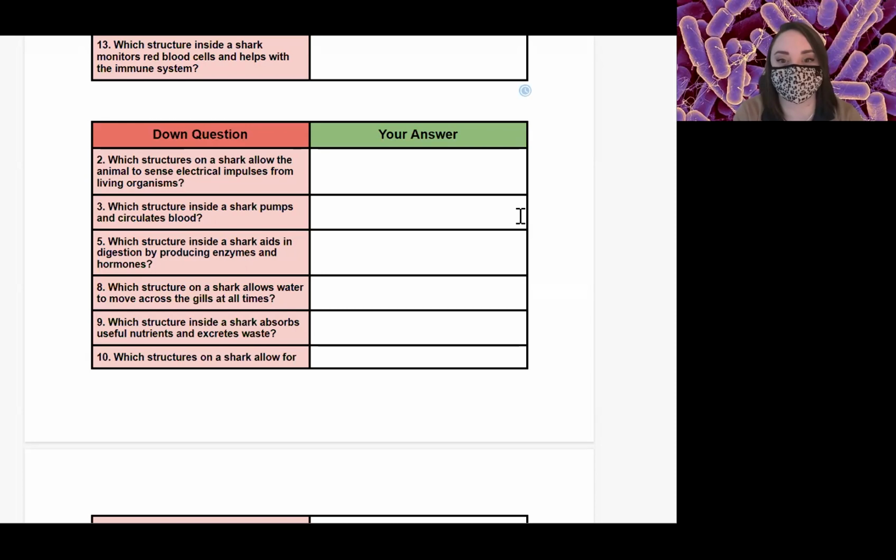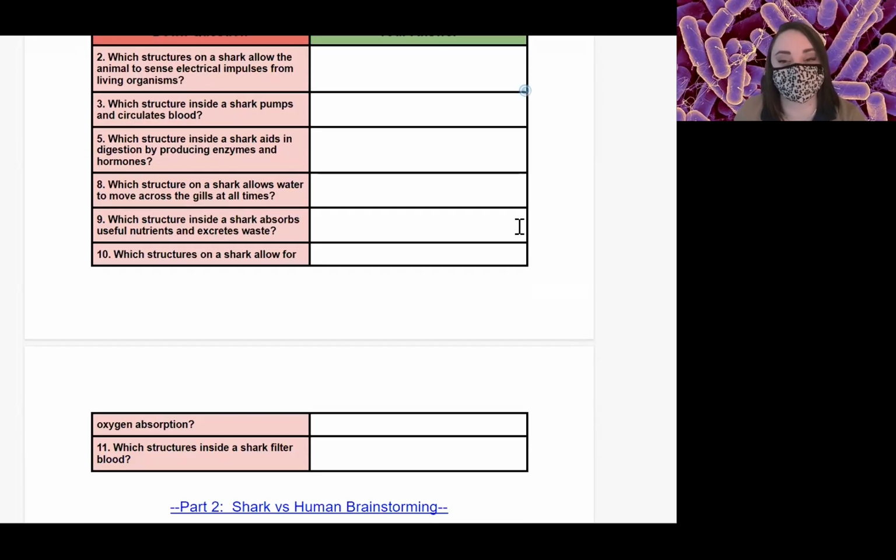Good, the pancreas. 8, which structure on a shark allows water to move across the gills at all times? The spiracles. Number 9 down, which structure inside a shark absorbs useful nutrients and excretes waste? The intestine, good. Number 10 down, which structures on a shark allow for oxygen absorption? Gills. And number 11, which structures inside a shark filter blood?